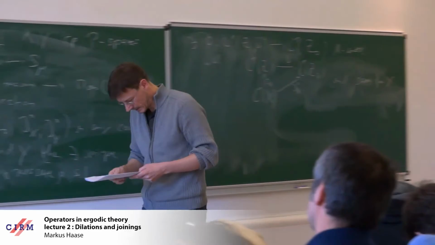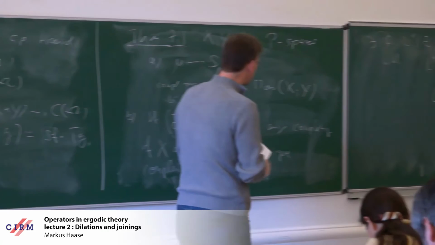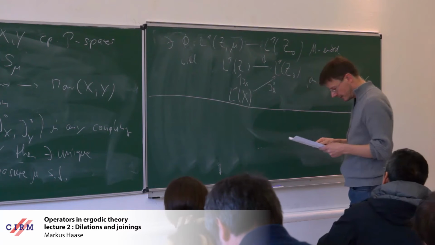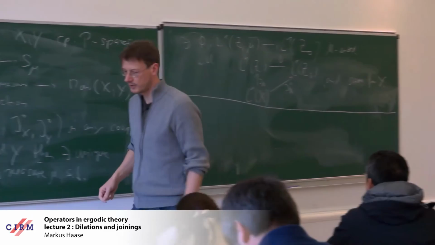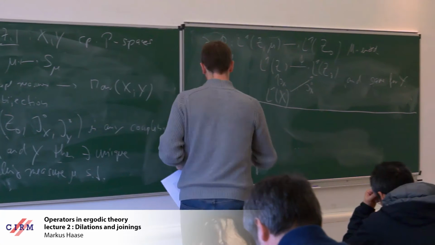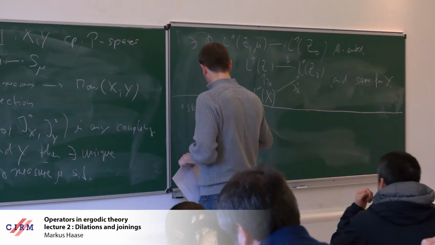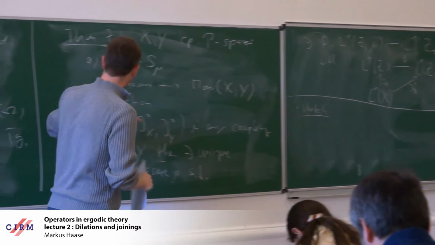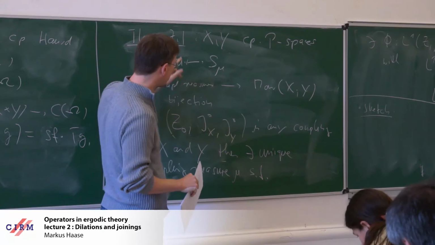Okay, now if you have this lemma, then let's see what we can do about the theorem. So here's the sketch of the proof. We already had how we associate the operator S to a given measure mu. Now we do it the other way around.